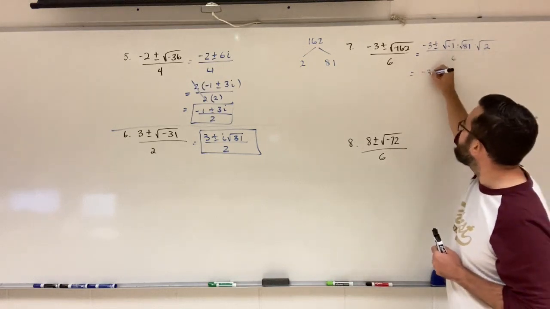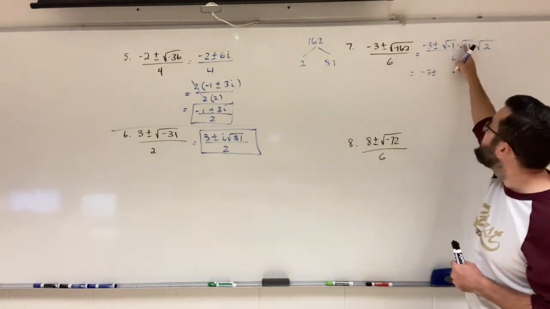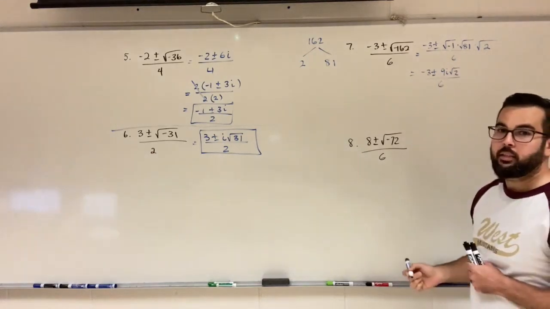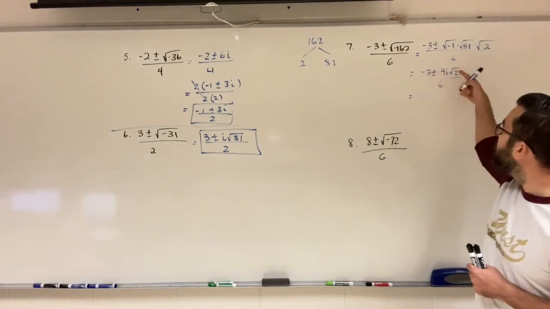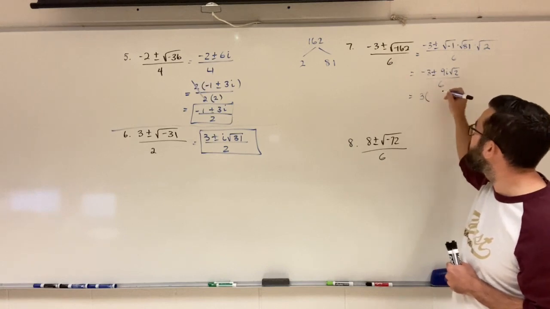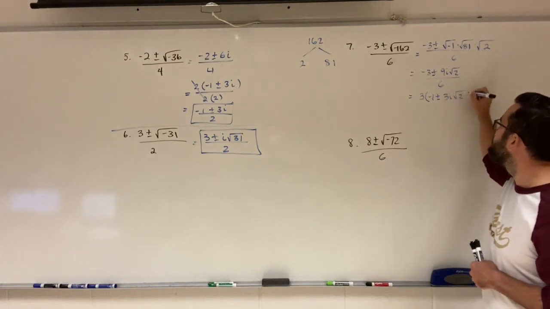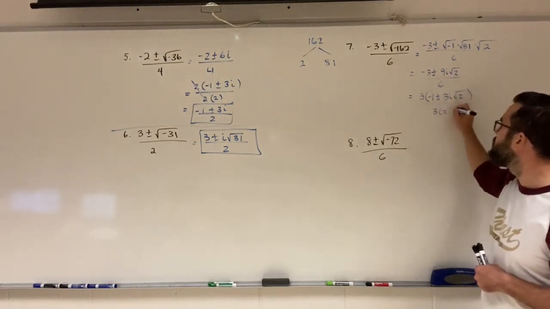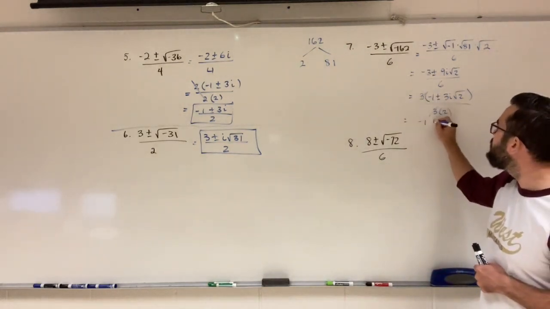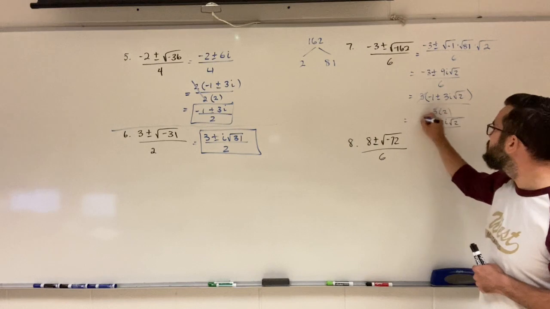Okay, so now I have -3 plus or minus the square root of -1 is I, the square root of 81 is 9. So I have plus or minus 9I times the square root of 2 all over 6. All right, so the top -3, 9, and 6 all share a common factor of 3. So I'm going to factor out a 3 from the top. I'm left with -1 plus or minus 3I times square root of 2 all over 3 times 2. So then the 3's cancel out, and I'm left with -1 plus or minus 3I times the square root of 2 all over 2.